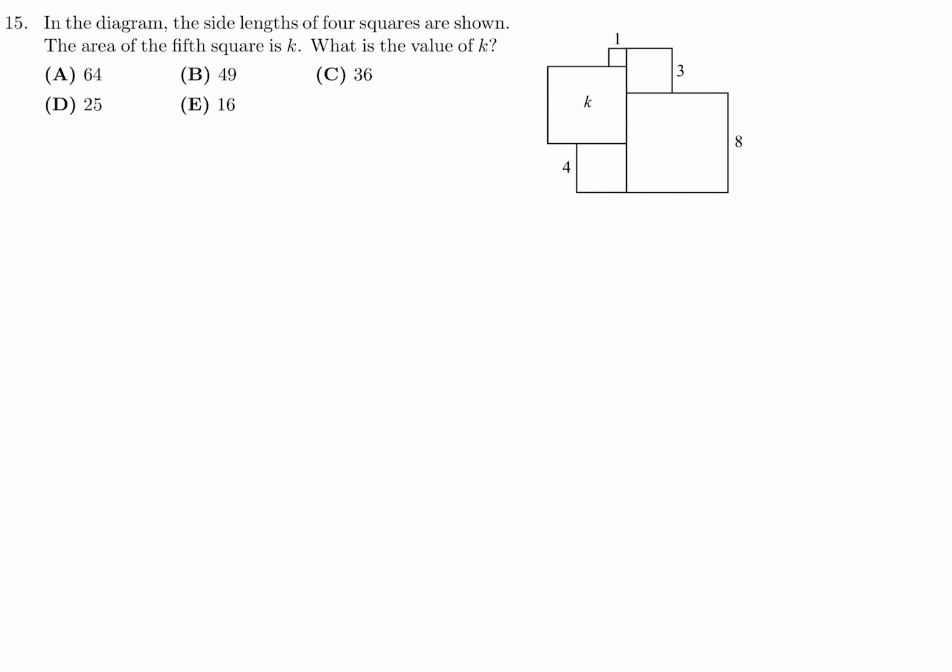So let's see here. If this is 1, then that means this must be 1. That distance from here to here. And therefore the distance from there to there will be 3 minus 1. So this distance here is 2. This distance is 8, and this distance is 4. Therefore, this distance from here to here will be 4. So that means the side length of that square that has the k inside of it is 6. So the area is 6 times 6, and that is equal to k. Therefore, k is 36. So number 15, the answer is C.